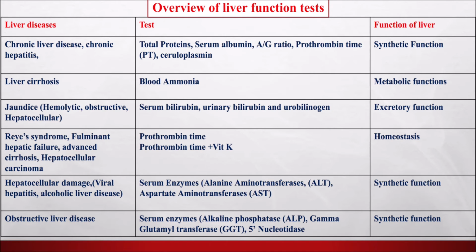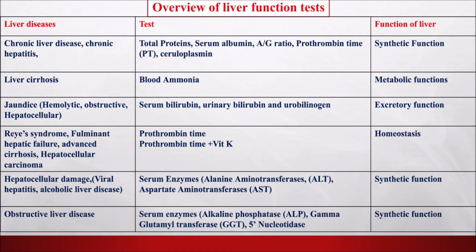Now, tests for the metabolic function of the liver include measurement of the blood ammonia. Ammonia tests can be used for diagnosis of liver diseases including liver cirrhosis. Then, coming to the homeostatic function of the liver, homeostasis is affected under diseases like Reye's syndrome, fulminant hepatic failure, and hepatocellular damage. The prothrombin time coupled with vitamin K can be used as the test for diagnosing the impaired homeostatic function of the liver.